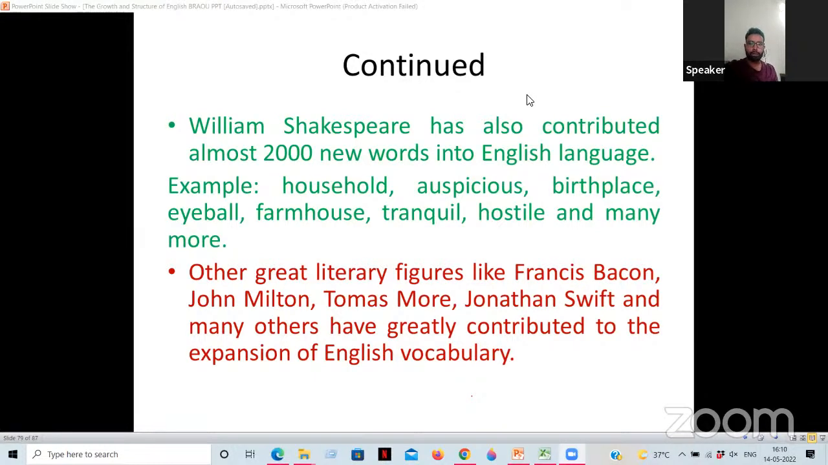There are so many other words. You just go through that in your book, or you can also search it on Wikipedia. You will get to know.